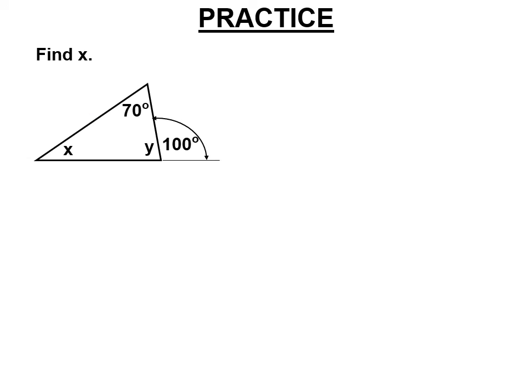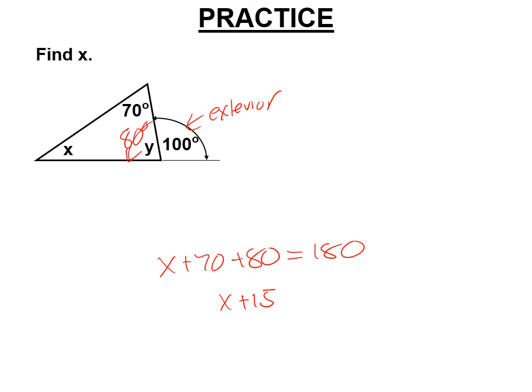All right, so the exterior angle is 100. y must be 80. I can do that in my head, right? Because they're a linear pair. And then x plus the 70 plus the 80 are the three interior angles that also add up to 180, and x plus 150 equals 180. Subtract 150. It is this easy to find x. Has to be.